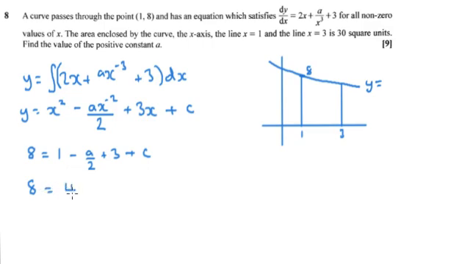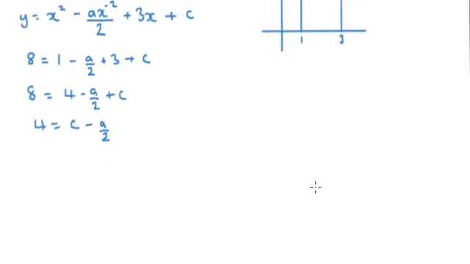So we've got that 8 equals 4 minus a over 2 plus c. Take away the 4 as well. We've got 4 equals c, I'll put the c first because it's positive, minus a over 2. So we've got a link between c and a. So my c value is going to be a over 2 plus 4, or 4 plus a over 2.